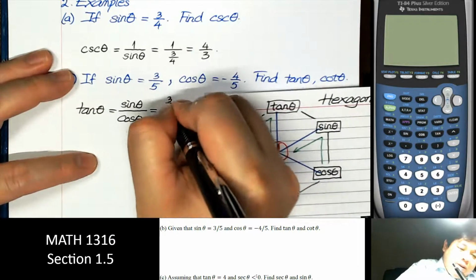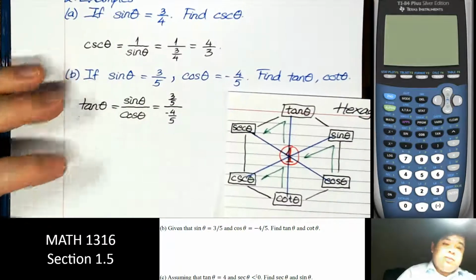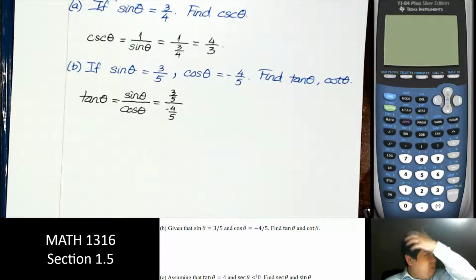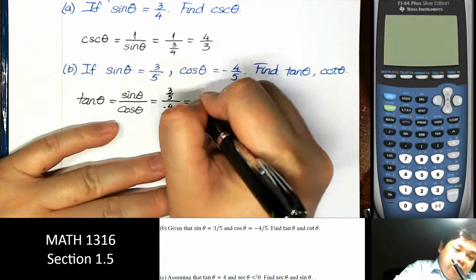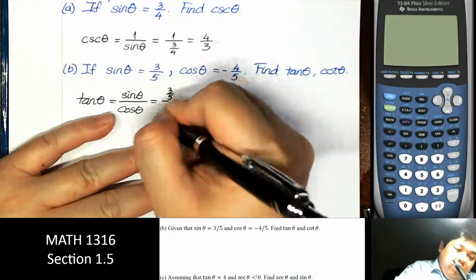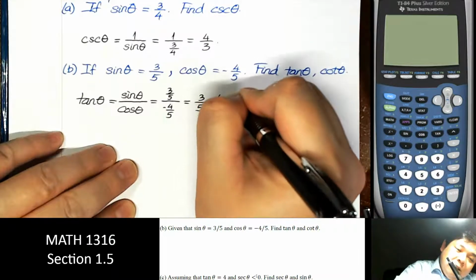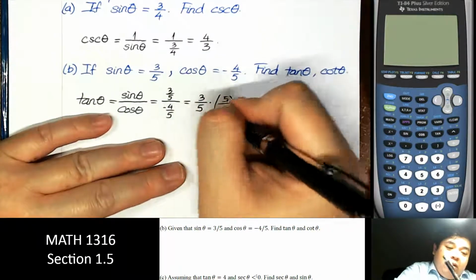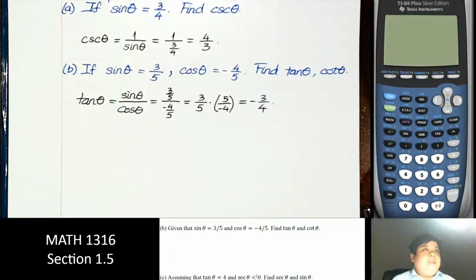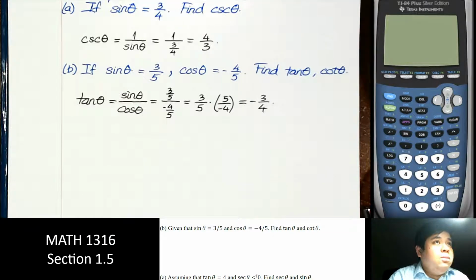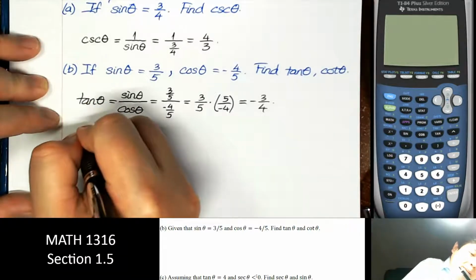Sine is 3/5. Cosine is negative 4/5. Right. Divide fraction is multiplied reciprocal. So 3/5 multiply. We're going to flip this. 5 and 5 cancel out. We have negative 3/4. Right, simple enough, right? How about cotangent?